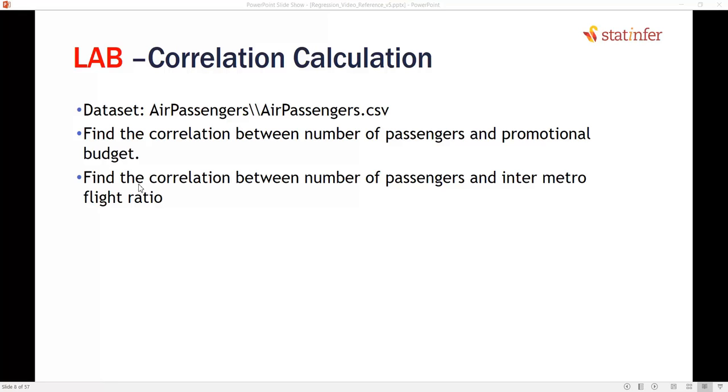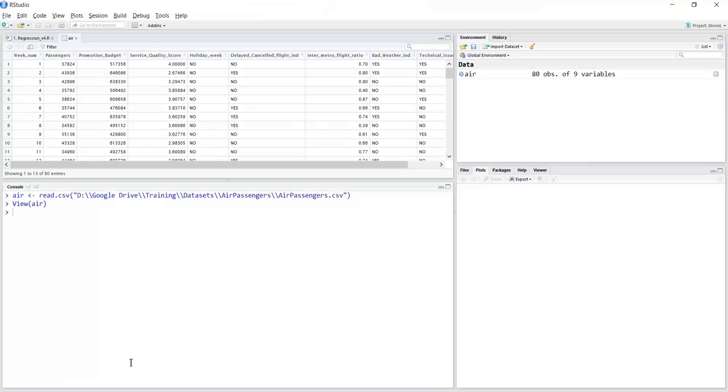Let's do a lab on correlation calculation. We have a data set called air passengers data, and we have to find some correlations in that data set. We have to find the correlation between number of passengers and promotional budget, and also the correlation between number of passengers and intermetro flight ratio.